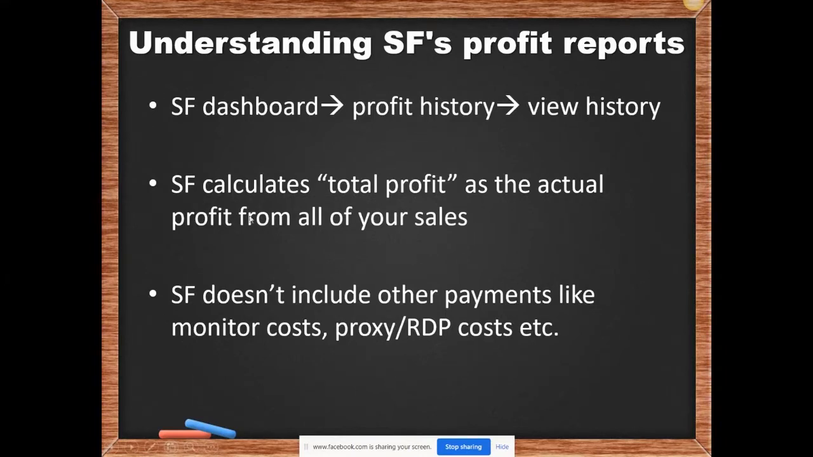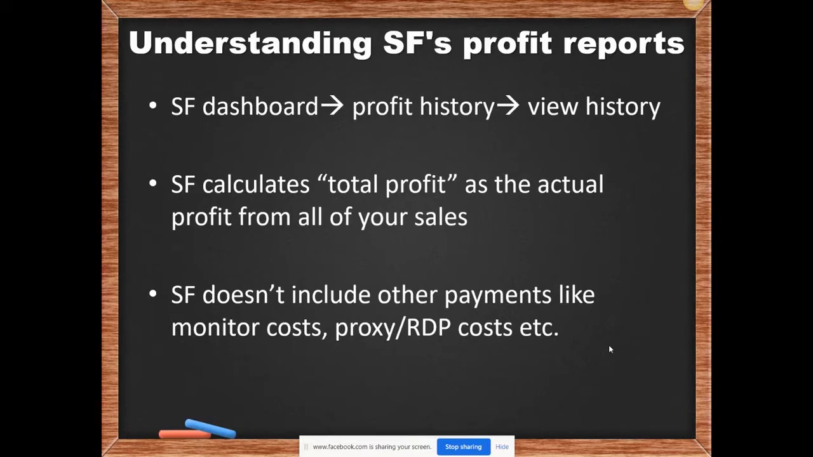Now, SaleFreaks doesn't include other payments, like I said: the monitor cost, your proxy or REP cost, your accountant cost, your VA costs. All of these things are not included. If you're asking yourself why, the answer is because it varies from person to person. There's a person who hires one VA, a person who hires three VAs, and a person who doesn't work with VAs at all because he does everything by himself, because he only has one or two stores, or maybe his father works for him. I don't know. Every person has his own cost.